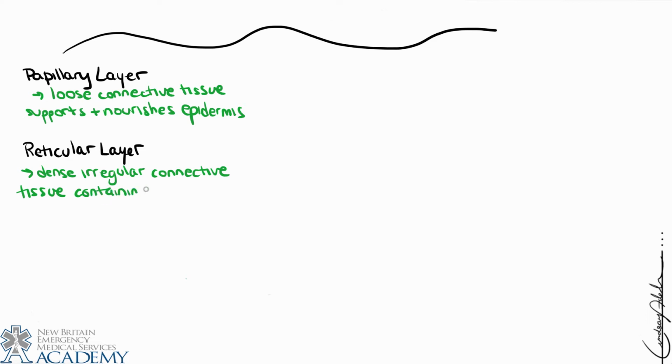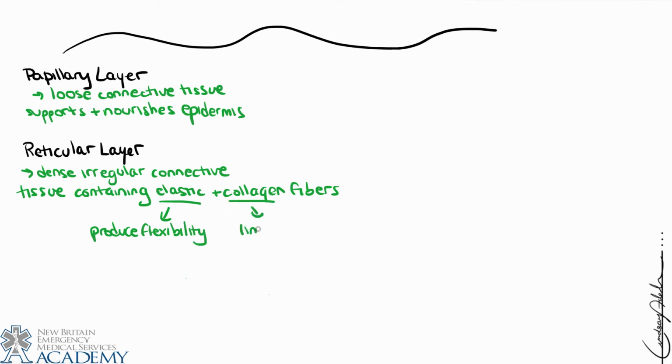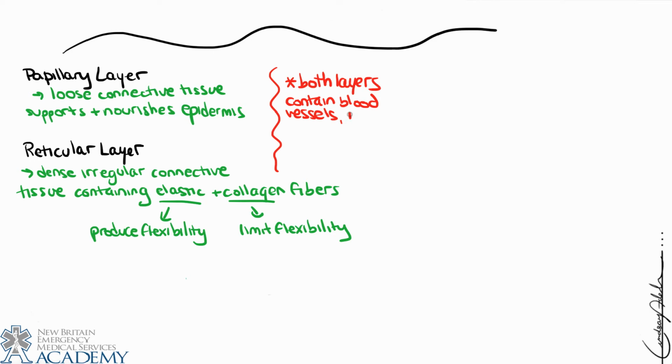elastic and collagen fibers. So elastic fibers produce flexibility of the skin, and collagen limits the flexibility of the skin. So we have the ability for the skin to stretch and then also return to its original position and not be stretched out. Both layers contain blood vessels, nerves, lymphatic vessels, and accessory organs. And by accessory organs, we mean things like sweat glands, sebaceous glands, hair follicles, and things like that.